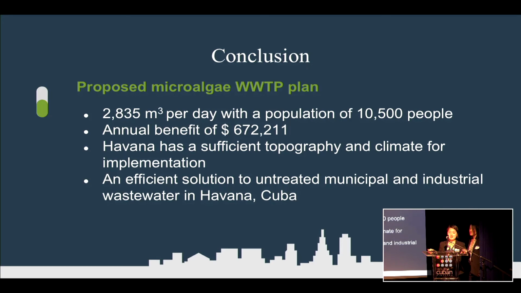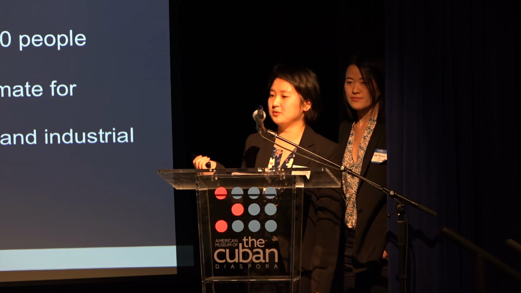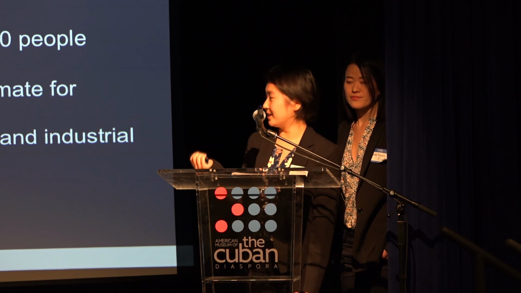To conclude, our proposed microalgae wastewater treatment plan is to treat 2,825 cubic meters per day with a population of 10,500 people. Our annual benefit is $672,000, and we believe that Havana has sufficient topography, land use, and existing infrastructure to provide an efficient solution to untreated municipal, industrial, and agricultural wastewater in Havana, Cuba.